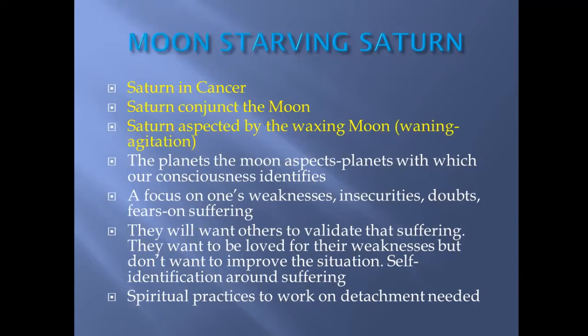Now, the moon starving Saturn. And this takes place when Saturn's in Cancer, when Saturn is conjunct the moon, or when Saturn is aspected by the waxing moon. When it's aspected by the waning moon, it's going to be agitation. So the planets the moon aspects are planets with which our consciousness is going to identify. So in this case, the moon, our consciousness is going to identify with the suffering and the weaknesses of Saturn. So there's going to be a focus on insecurities, doubts, weaknesses, fears, suffering. And they will want others to validate that suffering. They will want to be loved for their weaknesses, but they will do nothing to improve the situation. So they will identify too much with that suffering. For natives who have this combination, it will be great to do spiritual practices that work on detachment.